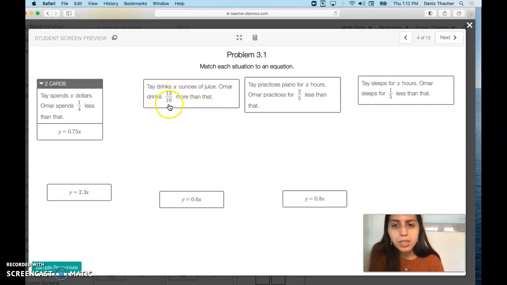Tay drinks X ounces of juice. Omar drinks 13/10 more than that. So this is something that is more, and this one will be dealing with addition. We'll be adding to 100%, or adding to 1. So let's first change 13 over 10 into a decimal.